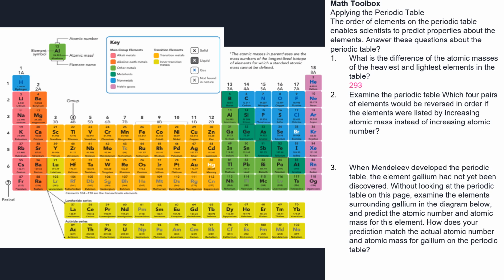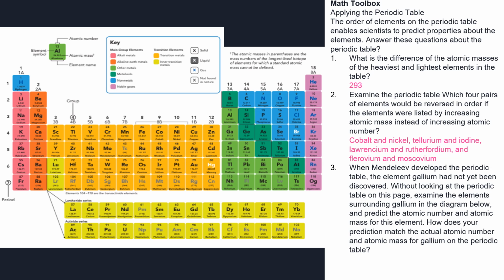Examine the periodic table. Which 4 pairs of elements would be reversed in order if the elements were listed by increasing atomic mass instead of increasing atomic number? Cobalt and nickel, tellurium and iodine, lawrencium and rutherfordium, and flerovium and moscovium.